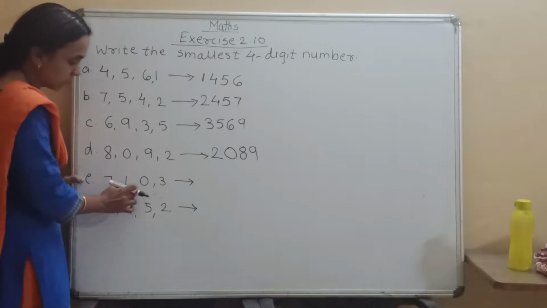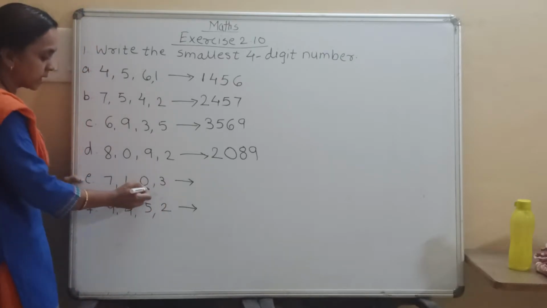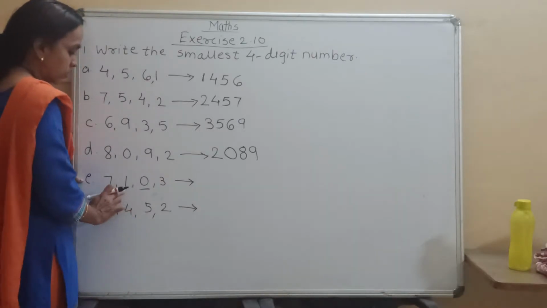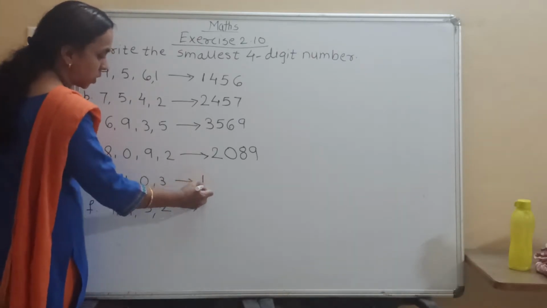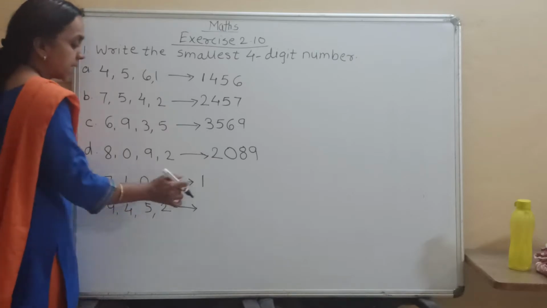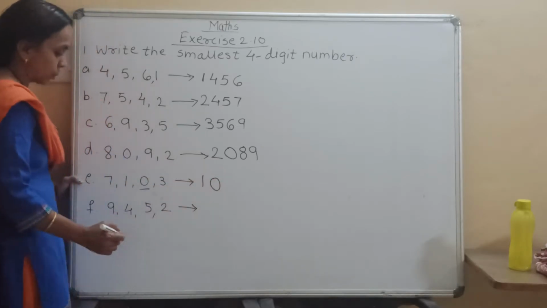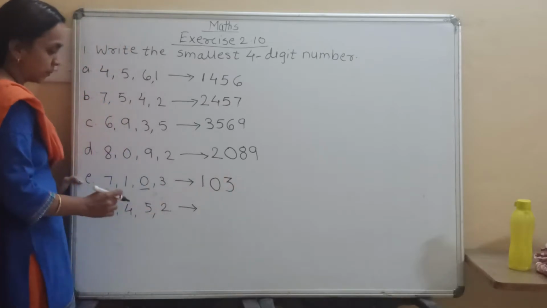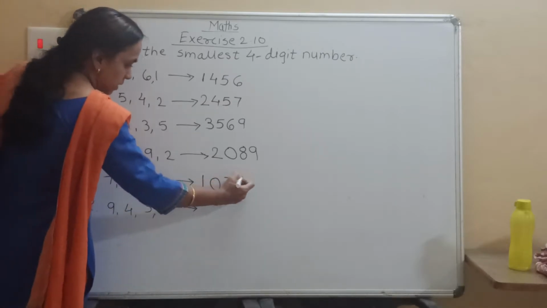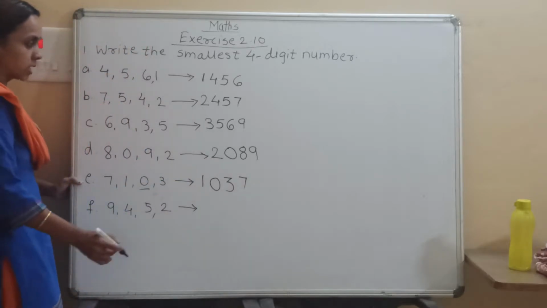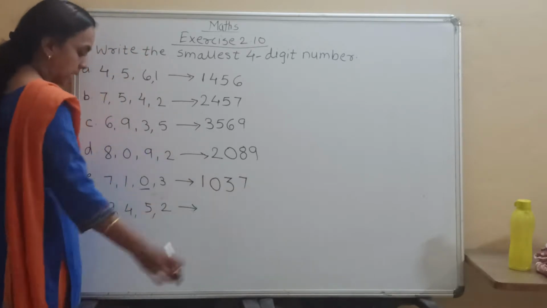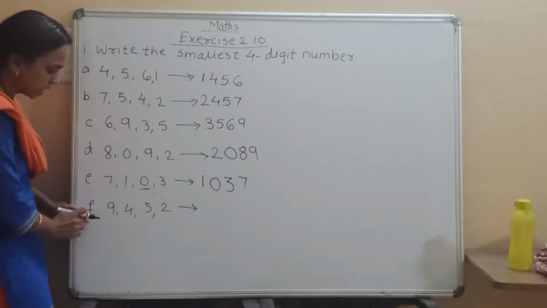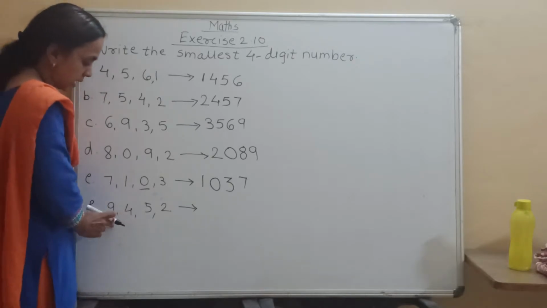Then what is next? E. 7103. Again 0 is there. So we cannot write 0317. That is the wrong answer. So first we have to write the very small digit first, that is 1. Then write down this 0. Then bigger than 0, which digit is there? 3. Then bigger than 3, which digit is there? 7. So what is our answer? 1037.